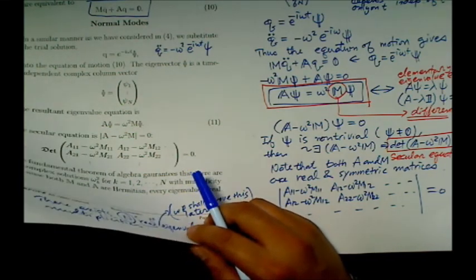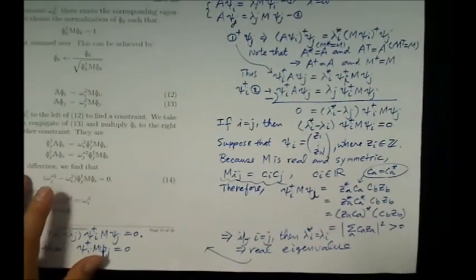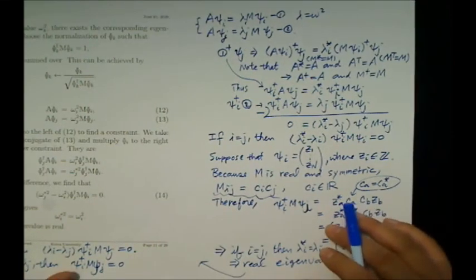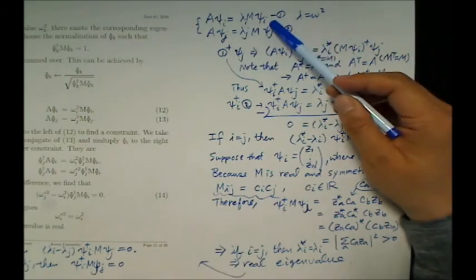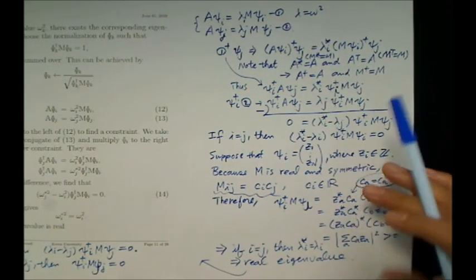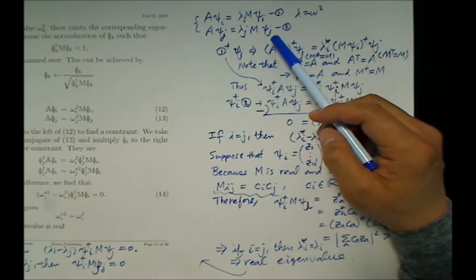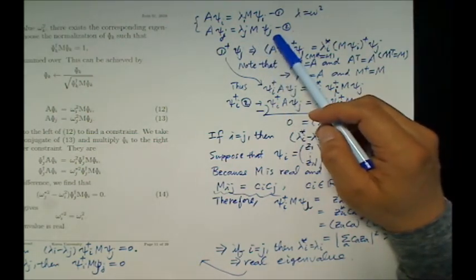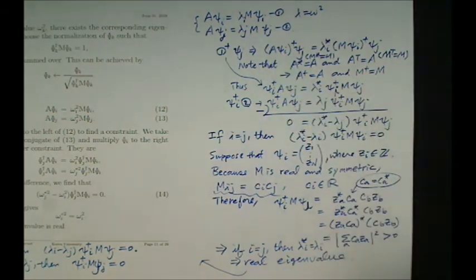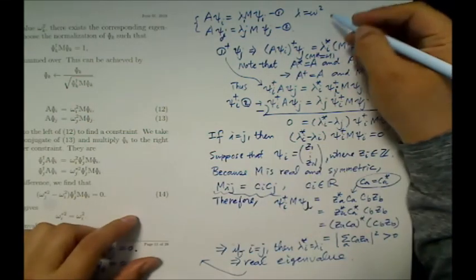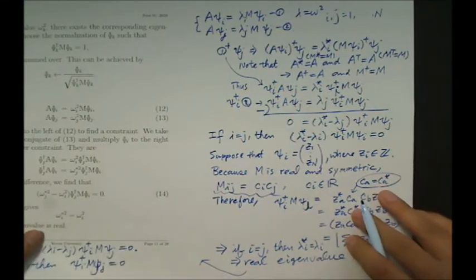Let us prove those statements. First, let us write down the eigenvalue equation in this way. This is the eigenvalue equation for the index i, and we write down another eigenvalue equation with a different eigenvalue and different eigenvector. Sure, i and j can be the same or may not be the same. So i and j run from 1 to capital N, which is the number of particles.